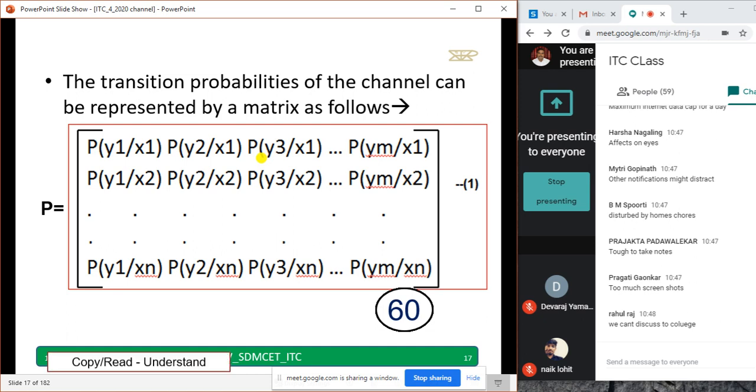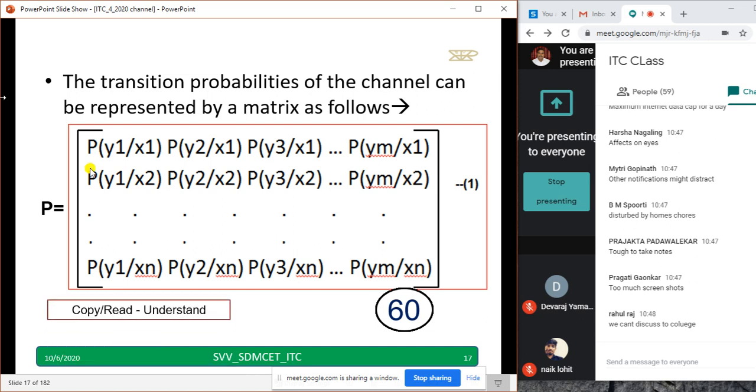So these are the transition probabilities of the channel. I may send x1, I may receive y1. I may send x1, I may receive y2. I may send x1, I may receive y3. I may send x1, I may receive ym. So copy down the transition probability. Similarly, I may send x2, I may receive y1. I may send x2, I may receive y2, like that up to the last row.